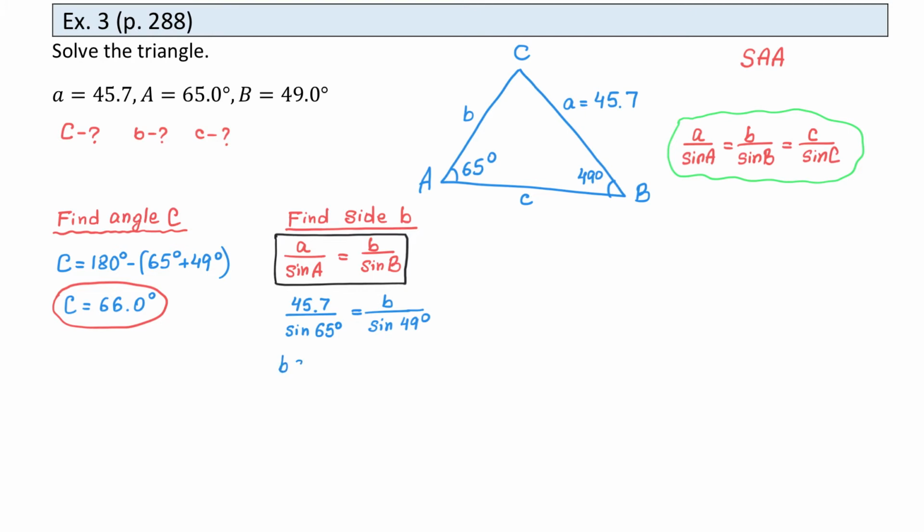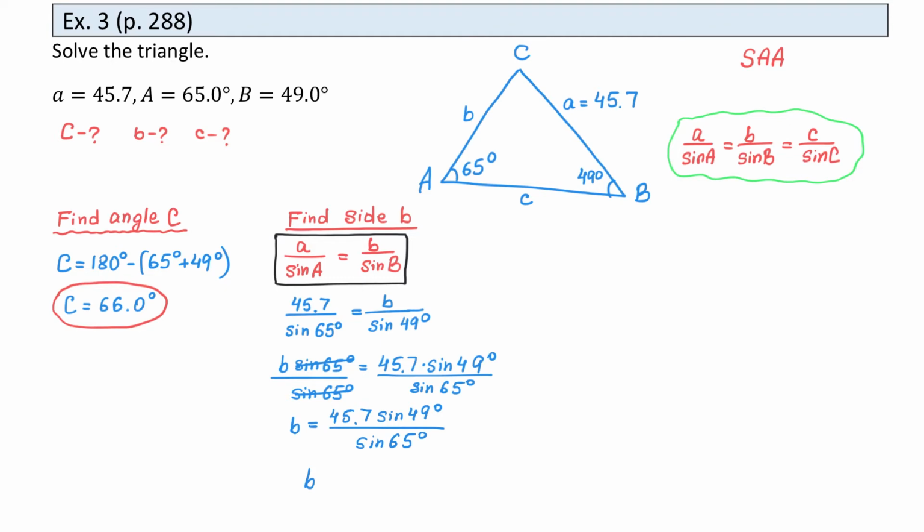So then B times sine of 65 degrees equals 45.7 multiplied by sine of 49 degrees. We will divide both sides by sine of 65 degrees. On the left side, sine of 65 degrees will cancel, and B will be equal to 45.7 sine of 49 degrees over sine of 65 degrees. We will use the calculator, and we will get that B is approximately 38.1. Now we have to find side C.